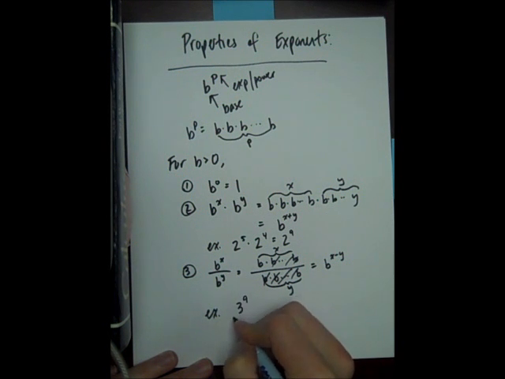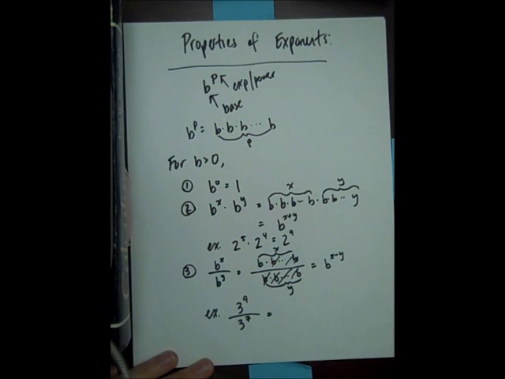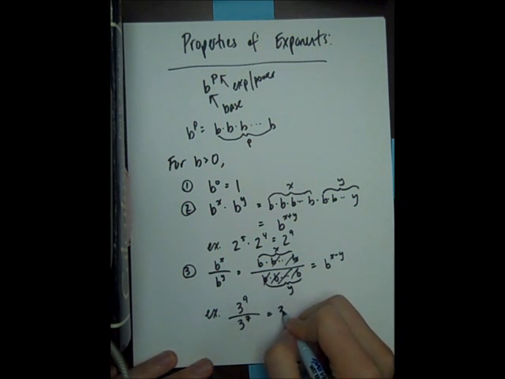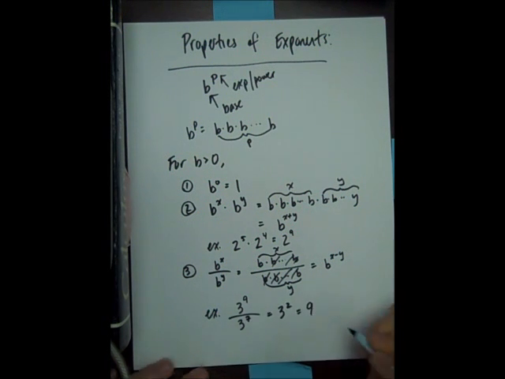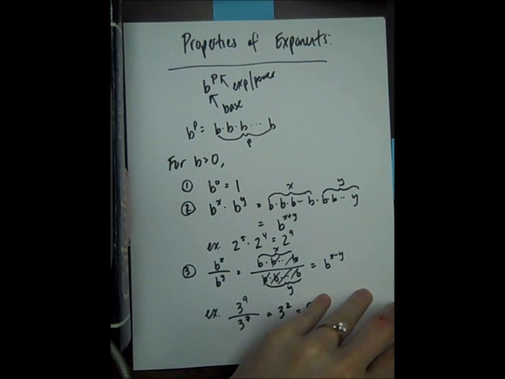So for example, 3 to the 9th divided by 3 to the 7th. Well, I would get rid of 7 of the 3's that were on top, so I'd be left with 3 squared. 9 minus 7 is 2, which is 9. So that's our third property.